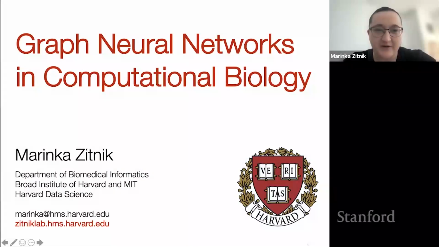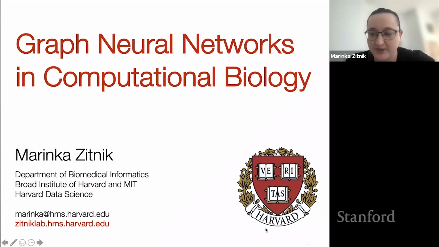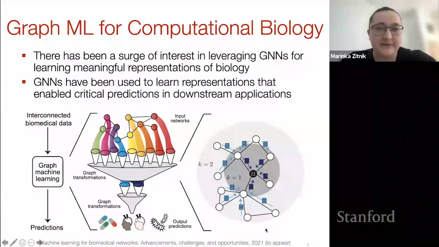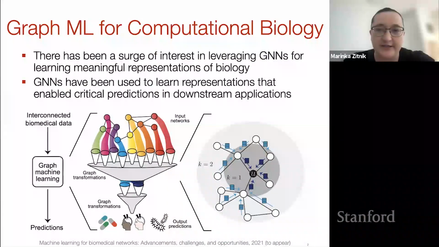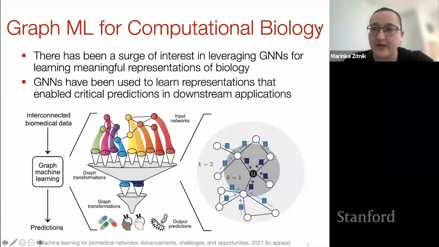Today I will talk about graph neural networks in computational biology. There has been a tremendous surge of interest in leveraging graph neural networks and graph representation learning, in particular, for learning meaningful representations of biology and meaningful representations of data sets and entities we encounter in biology and medicine.